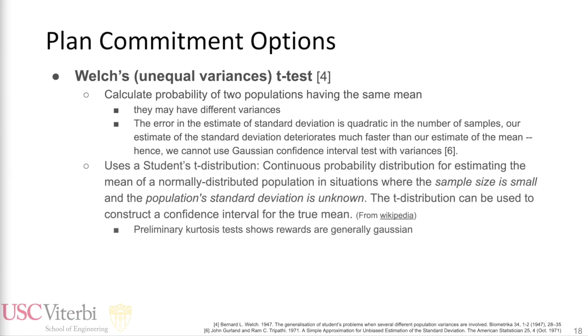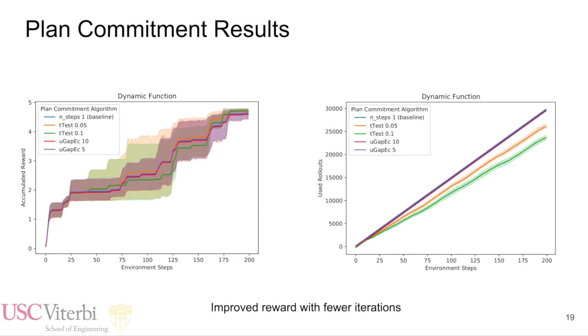Finally, we tried the Welch's unequal variances t-test. This test calculates the probability of 2 populations having the same mean, even though they might have unequal variances. We use this to compare whether an action had a higher mean than the others for a given p-value. This test was of interest because independent kurtosis tests showed that these rewards were peaking near the mean, so we had a good estimate of them. Here are the results of plan commitment on the dynamic function environment. We can see that we get a slightly improved reward with the t-test while using fewer rollouts.